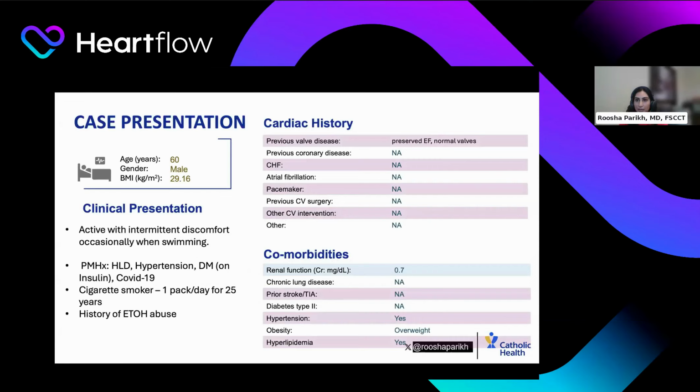So 60-year-old male, BMI of 29. His clinical presentation was, he is active, but has intermittent discomfort in his chest while swimming. So past medical history of hypertension, hyperlipidemia, diabetes, also history of COVID-19. He is an active smoker, 1 pack per day for 25 years, and alcohol use.